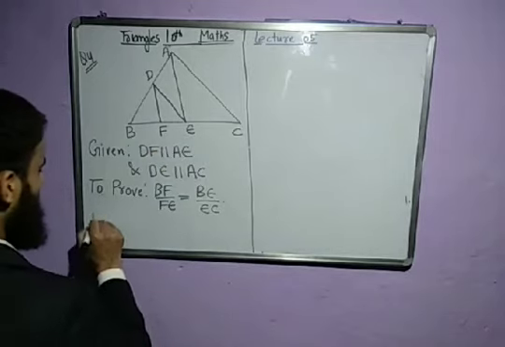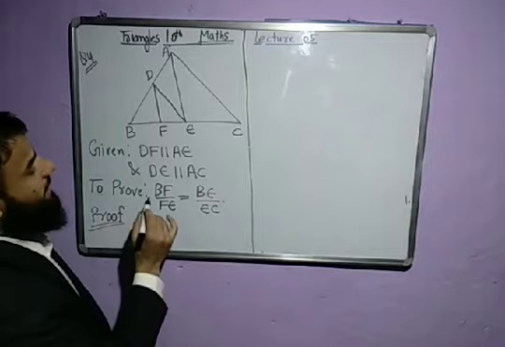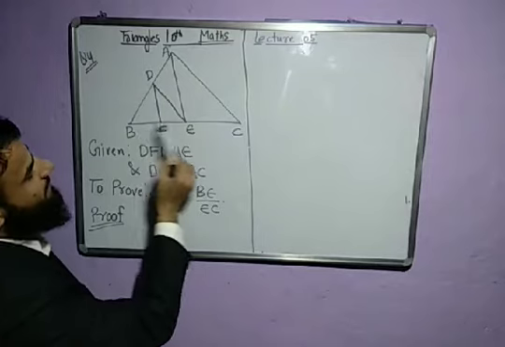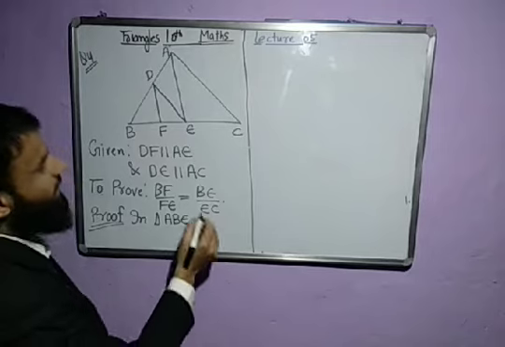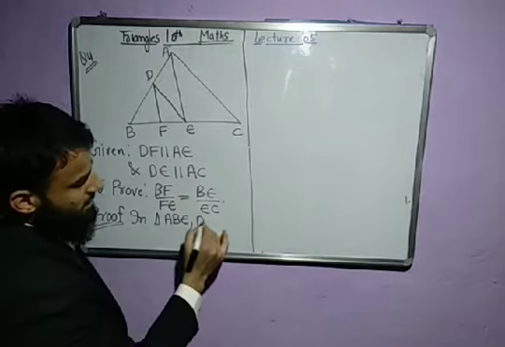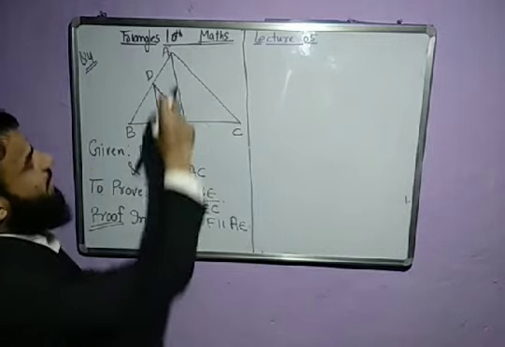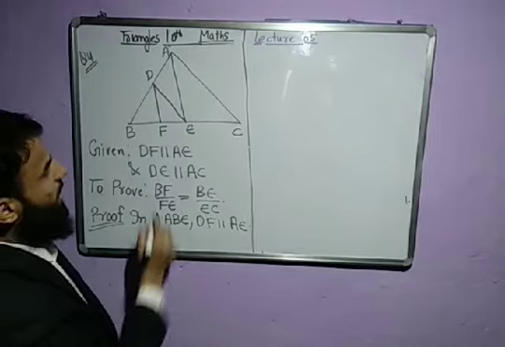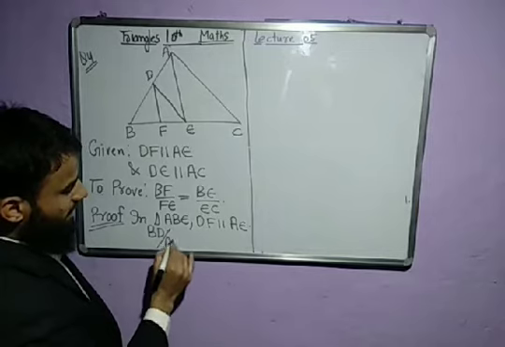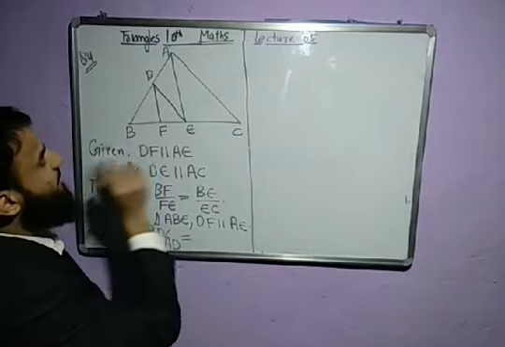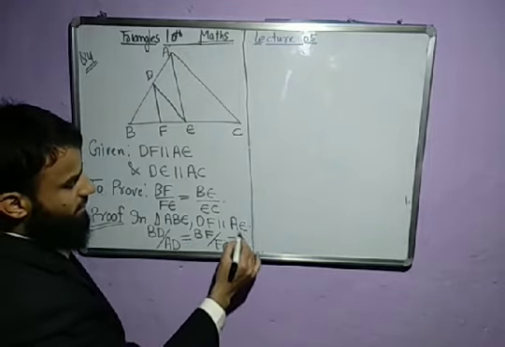Now what will we do? Proof: we will take the triangle ABE. In triangle ABE, can I write DF is parallel to AE because it is given? So using BPT, I can have BD divided by AD equal to BF divided by FE. Keep it equation 1.